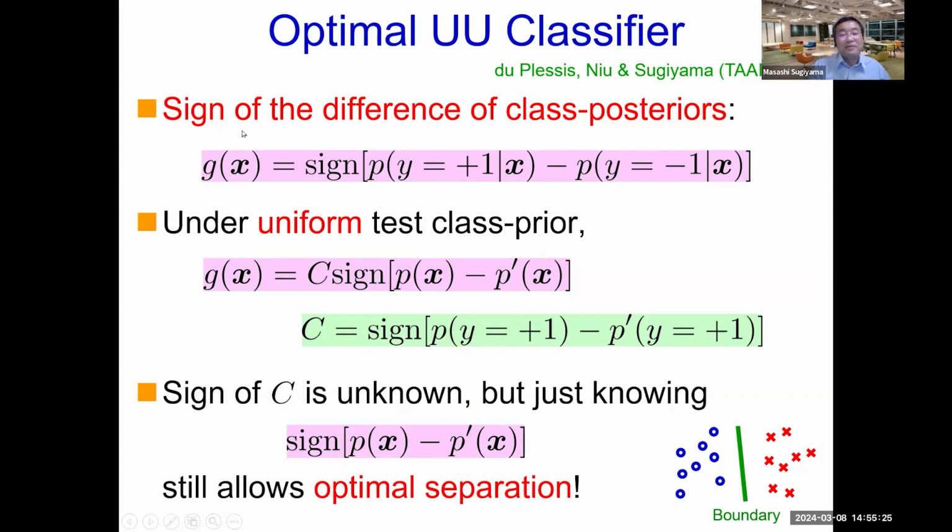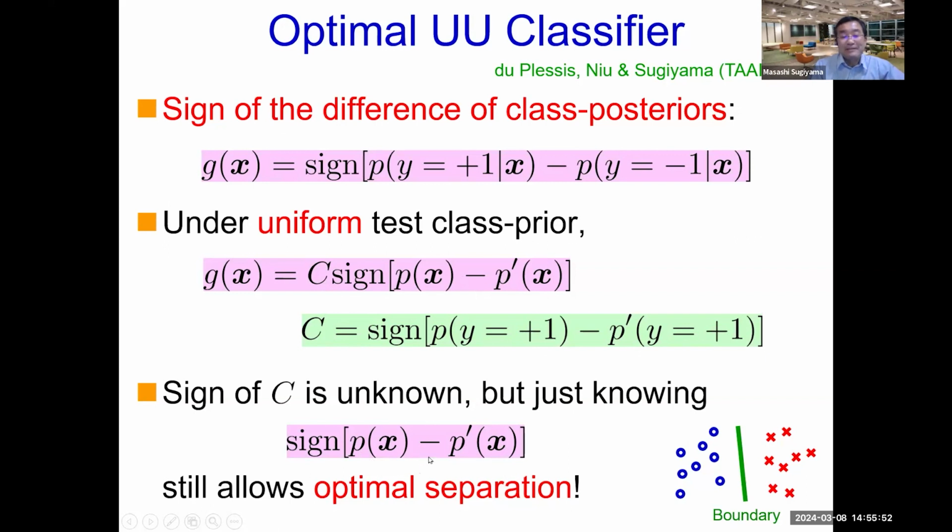Then this optimal classifier g is expressed in this simple form. C is a constant that cannot be estimated from any label. But the second term, the sign of P of X minus P prime of X, can be estimated only from unlabeled samples. So by naively performing density estimation from the two sets of samples, or, in this paper, we actually try to directly estimate P of X minus P prime of X.